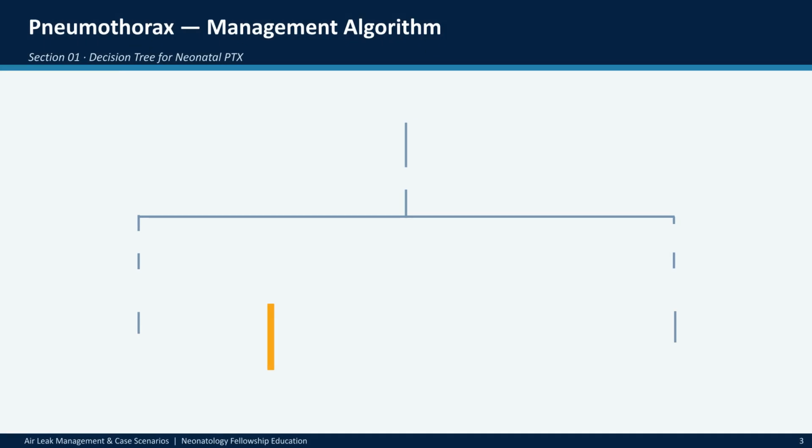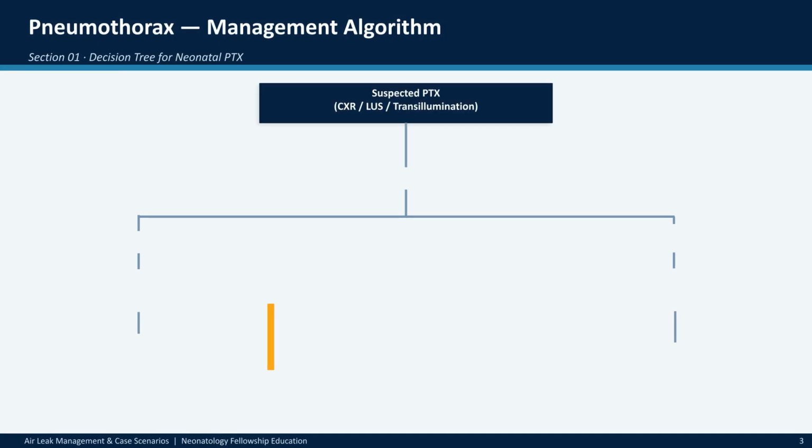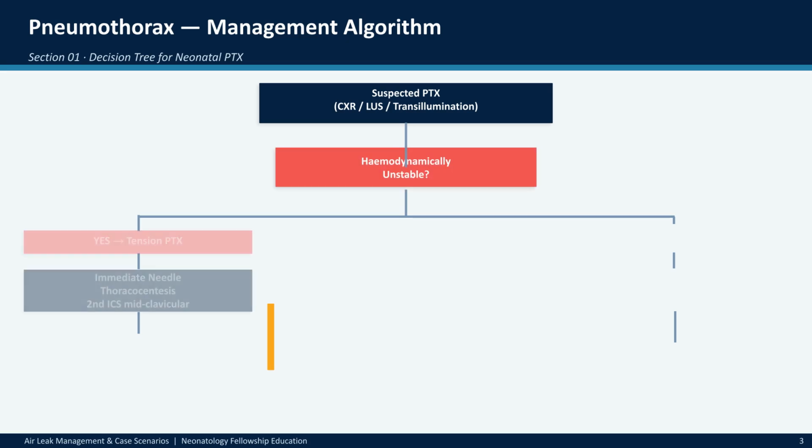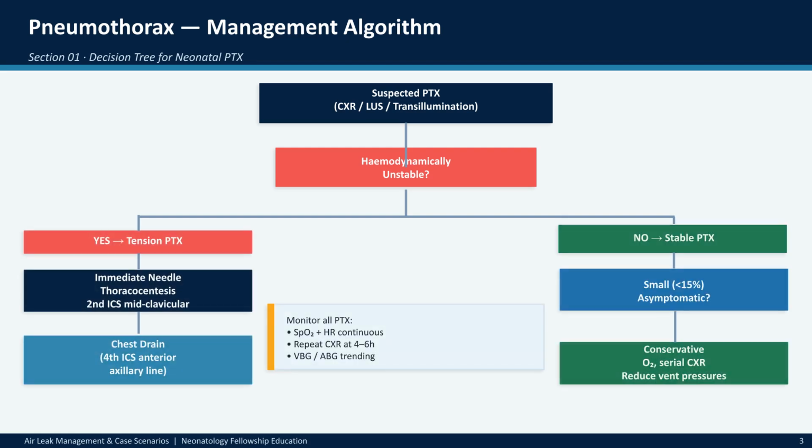The pneumothorax management algorithm begins with a suspected pneumothorax diagnosis. If the patient is hemodynamically unstable, immediately treat for tension pneumothorax with needle thoracocentesis, followed by chest drain insertion. If stable, assess the size of the pneumothorax and manage conservatively if small and asymptomatic, or proceed to monitoring.